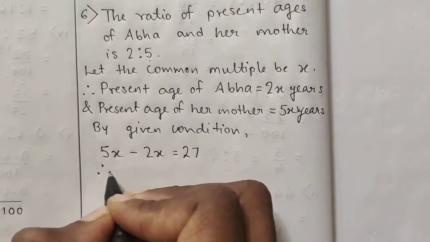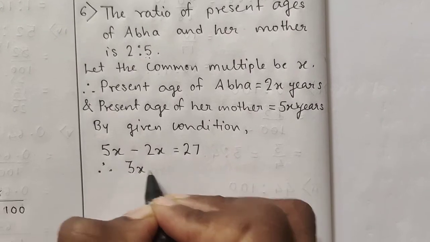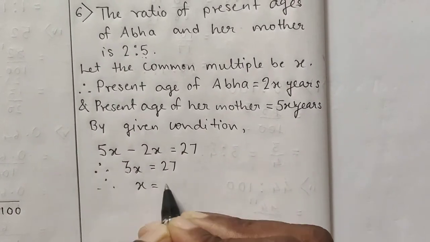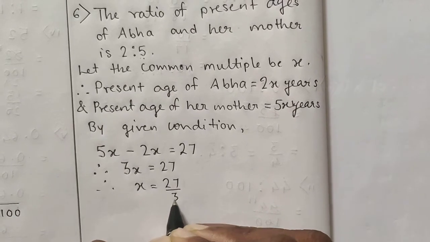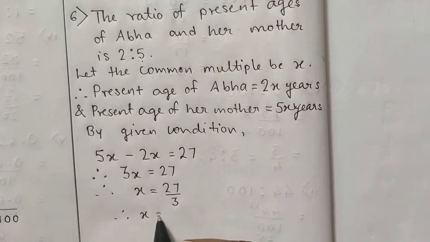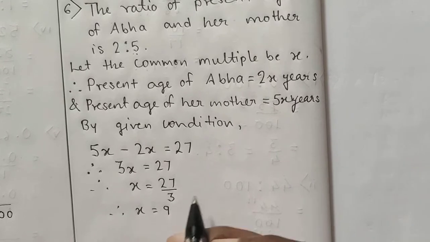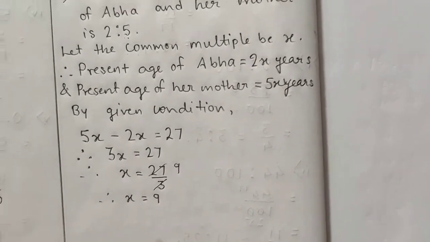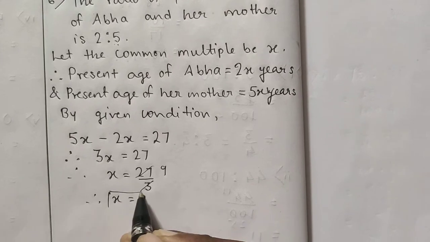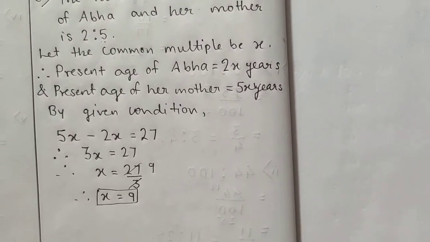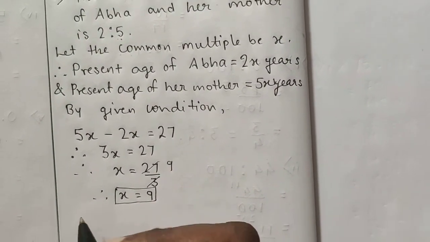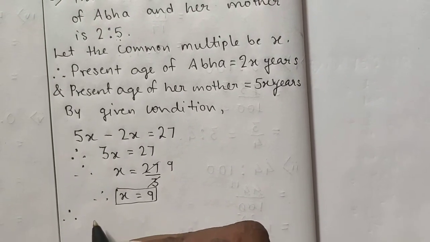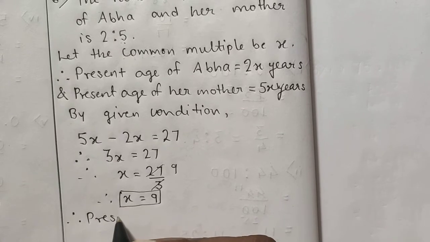Let us simplify this. 5 minus 2x gives you 3x. So if you transfer this 3, this becomes 27 upon 3. So finally you are going to get here 9, because 3 9s are 27. Okay, so you are having value of x, that is 9. So you can easily find out present age of Abha as well as her mother. So let us find out that.